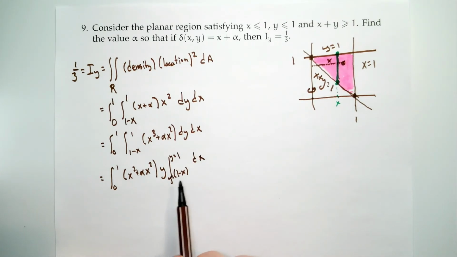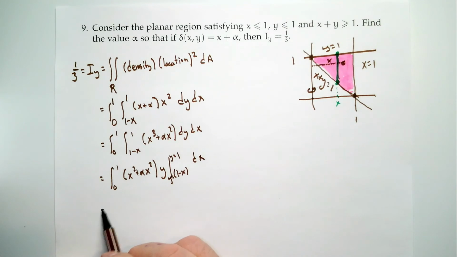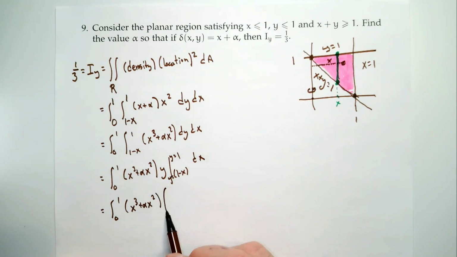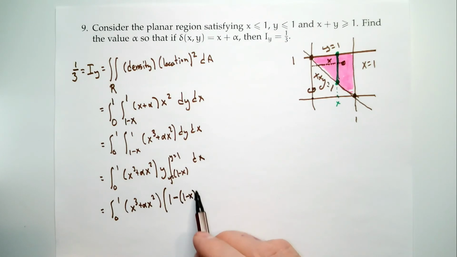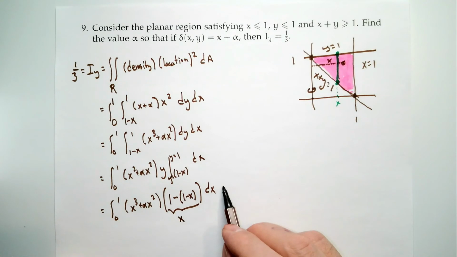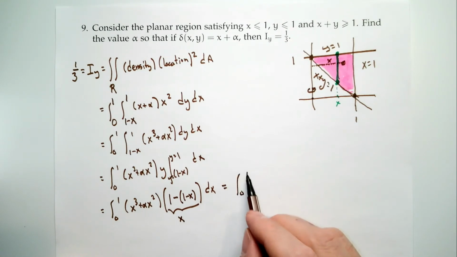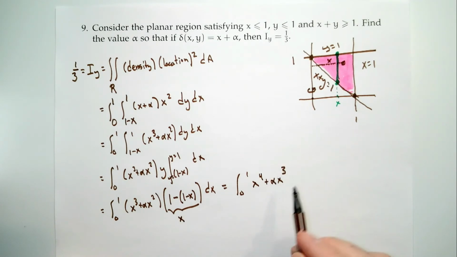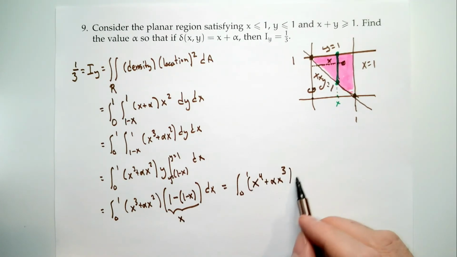Now, at first this looks terrible, but wait a second before you get too nervous. So you get x cubed plus alpha x squared. Now, let's evaluate this part. Y equals 1, subtract 1 minus x. Now what do you see happening here? 1 subtract 1 minus x, also known as x. So if you multiply that through, that becomes 0 to 1, x to the 4th plus alpha x cubed dx.